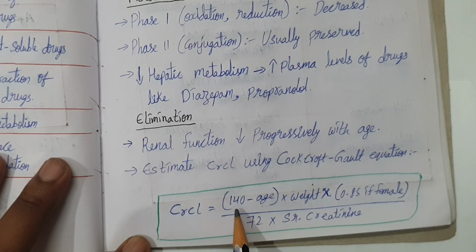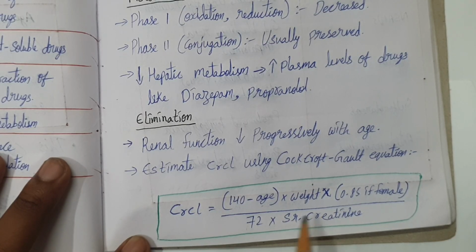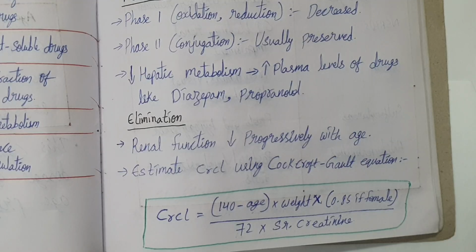Then here you have to put 140. If you are putting 140, then what will be half of it? 70. So 72 you have to keep here. So what it becomes: 140 minus age, into weight, divided by 72 into serum creatinine. If it is a female or if it is a black race, then you have to multiply it with other terms. You can write just this or you can include this also. And make sure to calculate this before giving renally cleared drugs like digoxin, aminoglycosides, etc.